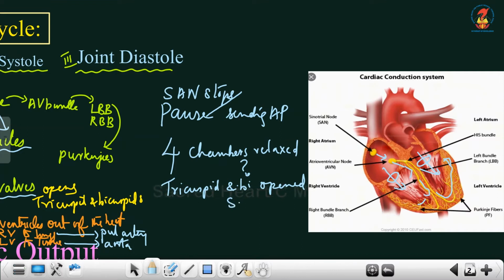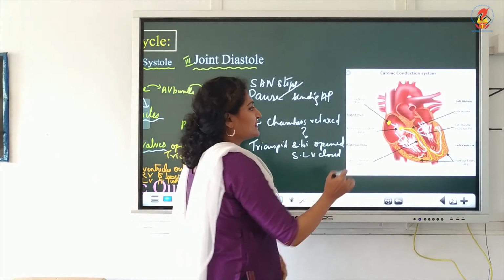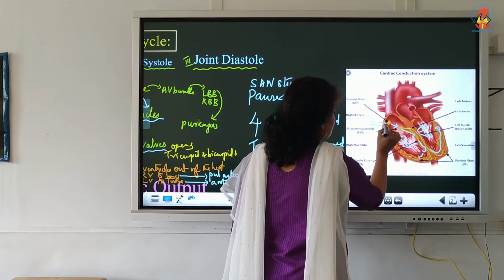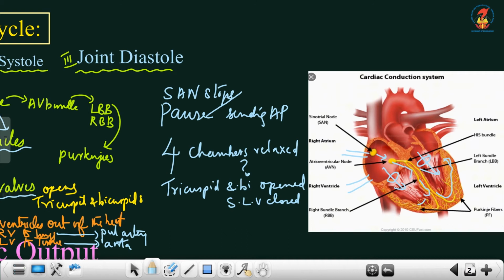Meanwhile, the semilunar valves are closed. Okay. Now what happens? Which chamber is going to be filled? Use your common sense. All the chambers are relaxed, so which chamber is going to be filled? It is the atrium that is going to be filled. Both the atria are going to be filled.